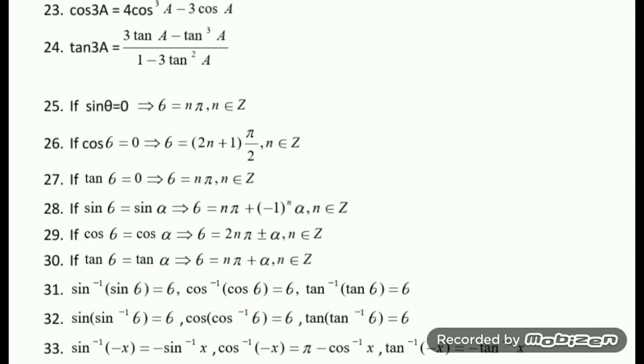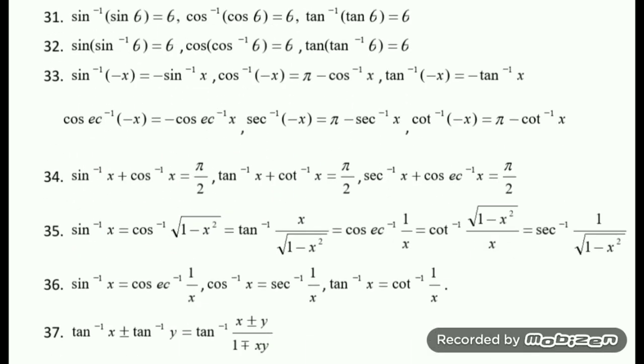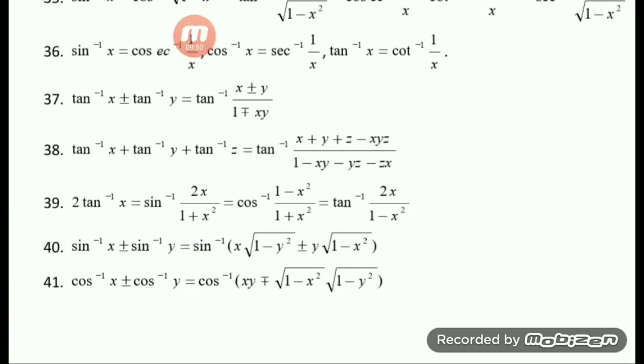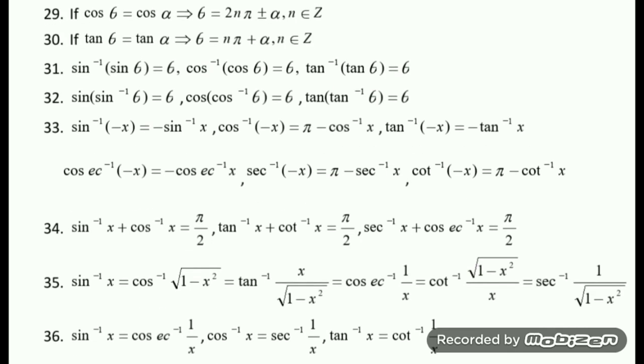And similarly, I have written here some more formulas for inverse trigonometric functions. Okay, but I am not going to explain these formulas now, because I will derive them one by one. So try to clear the concept of trigonometry properly. Read the formulas properly, regularly.